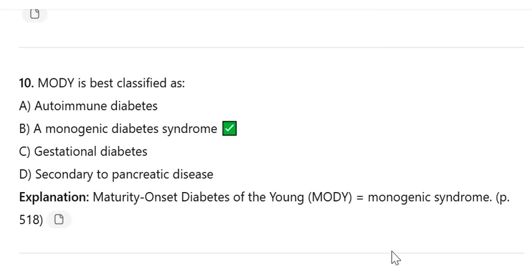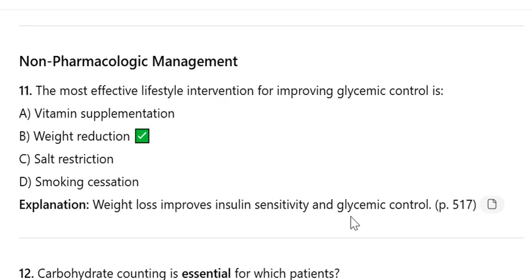10. MODY is best classified as A, autoimmune diabetes. B, a monogenic diabetes syndrome. C, gestational diabetes. D, secondary disease. Explanation. Maturity onset diabetes of the young. MODY equals monogenic syndrome. P518.